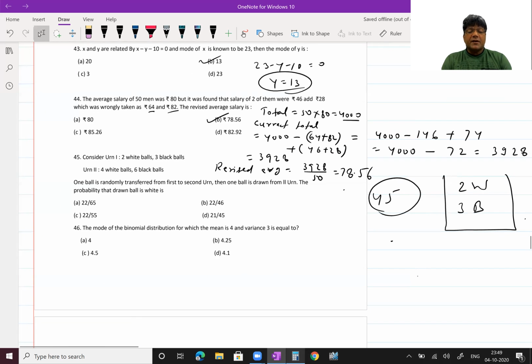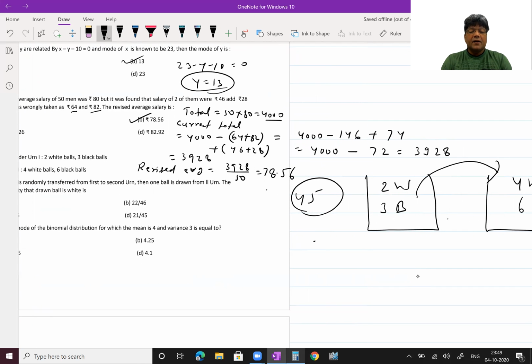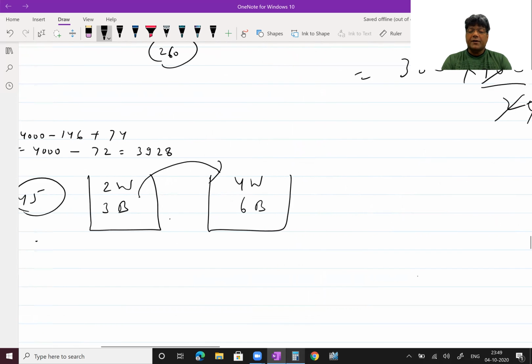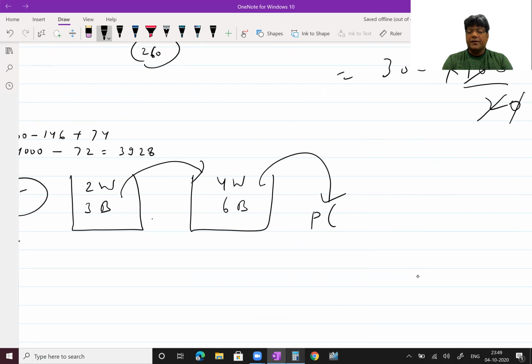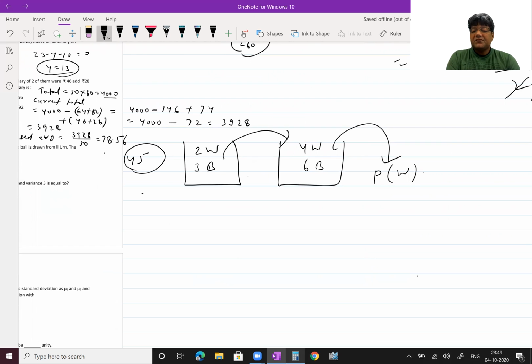The question is saying one ball is randomly transferred from the first to the second. Then one ball is drawn from the second urn. The probability that the drawn ball is white. You have done this type of question. You are supposed to do it.